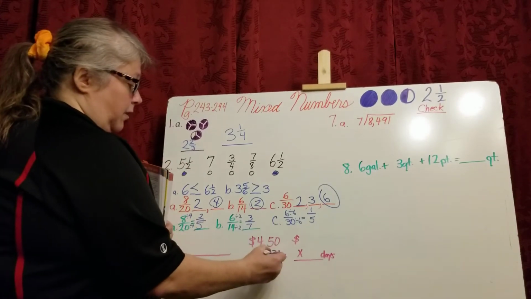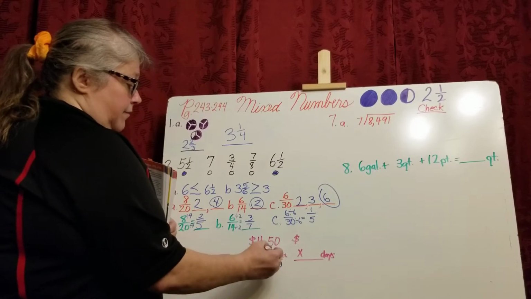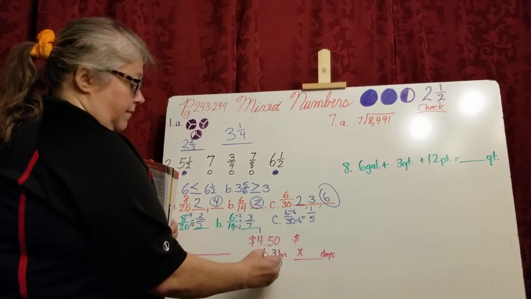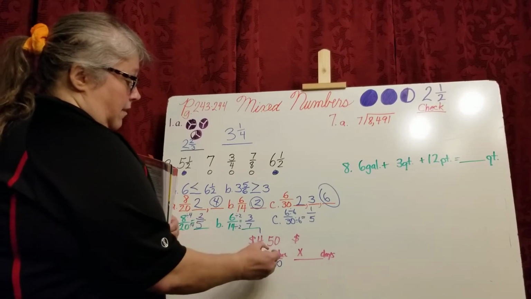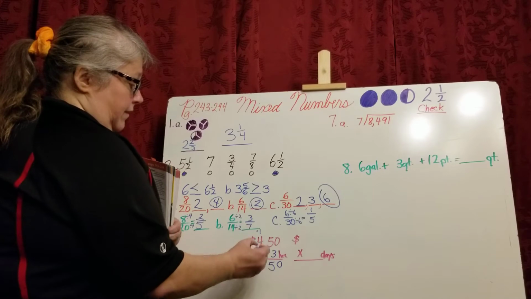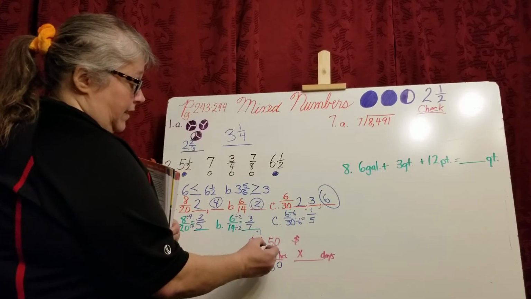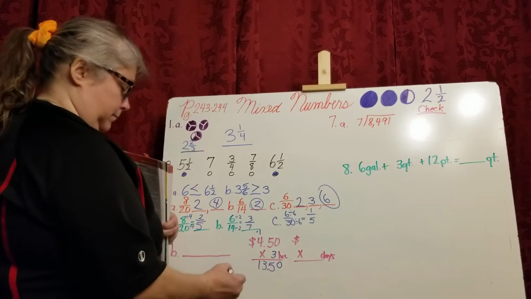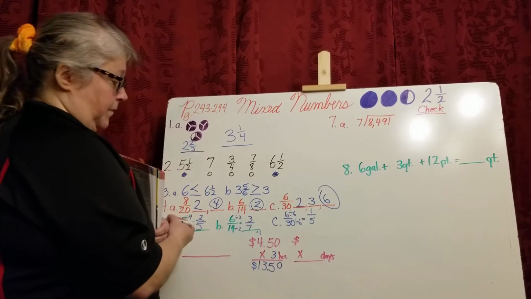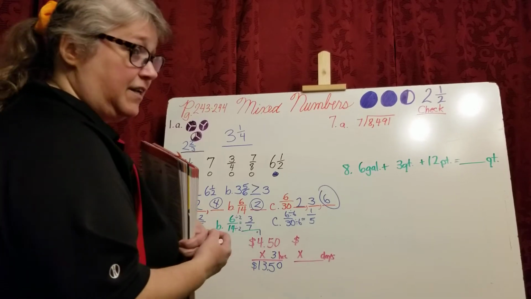All right, let's multiply. 3 times 0 equals 0. 3 times 5 equals 15. Carry the 1, put the 5 underneath. 3 times 4 equals 12, and then plus 1 equals 13. Don't forget to bring down that decimal to divide your dollars and cents, and then write your dollar sign. Now, this is how much he's going to make in 3 hours on Saturday.